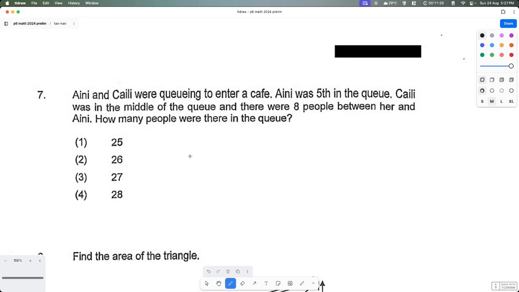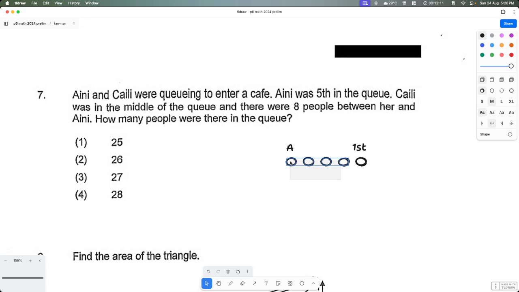Right. So if I were to just maybe have Aini like this, right? Okay, so Aini was fifth: one, two, three, four, five. So this is Aini, which is A here. Maybe I'll just spread this out a bit. Okay, Aini is here. Kylie was in the middle of the queue, and there were 8 people between her and Aini. Oh, fifth. So fifth is this, right? So this is the first person, over here. And then this is Aini.